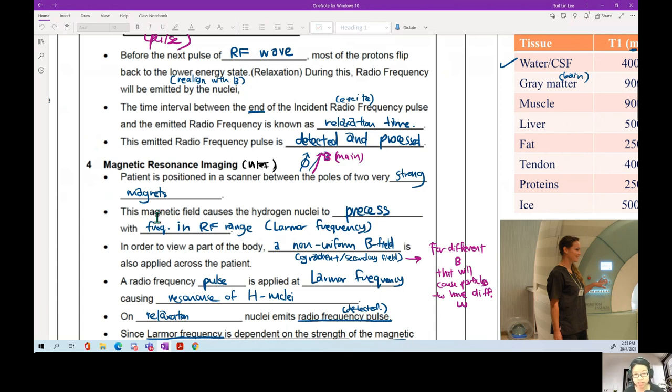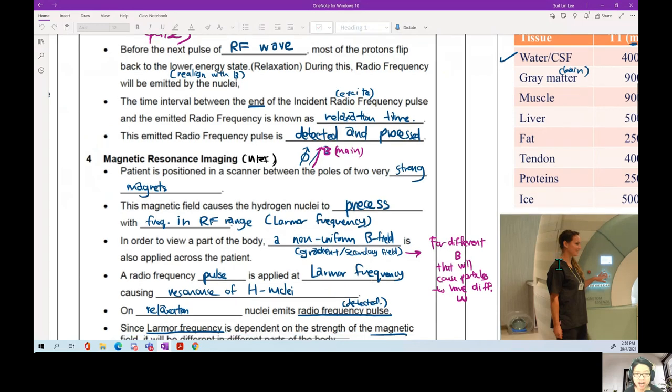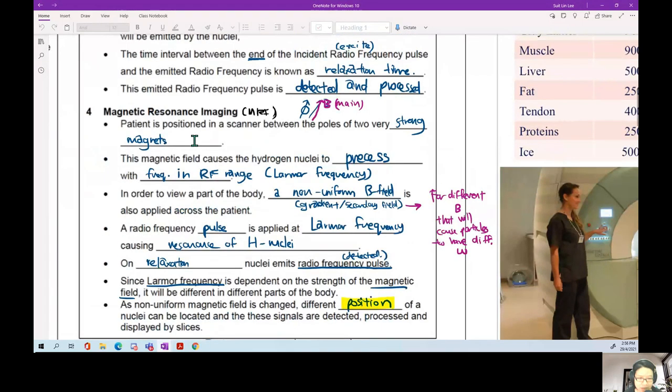And then that precession also has a certain rotation, with frequency in the radio frequency range. This is known as Larmor frequency. So now the whole entire body, from the tip of your head to the bottom of your feet, all the hydrogen nuclei in your body is already precessing.